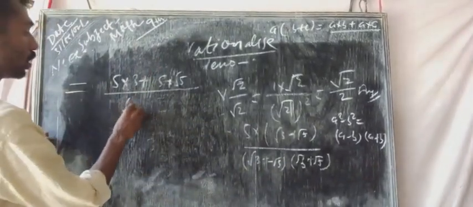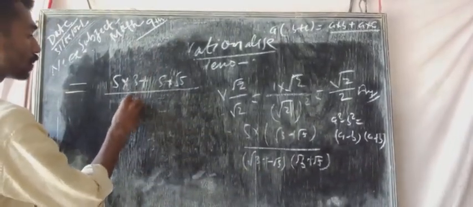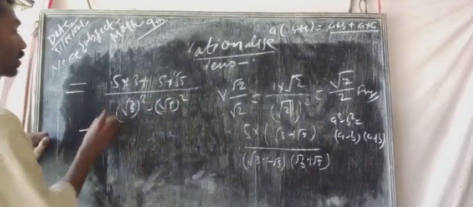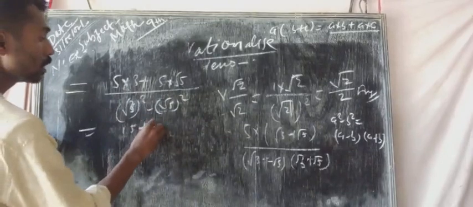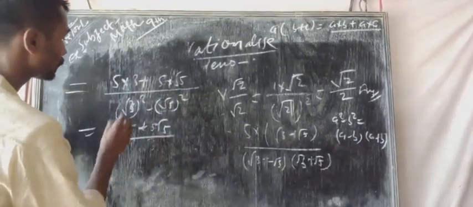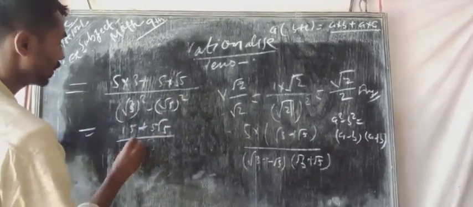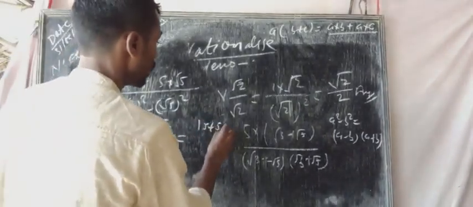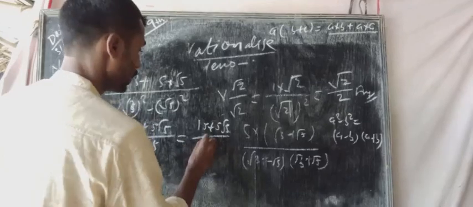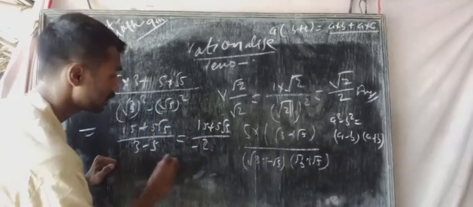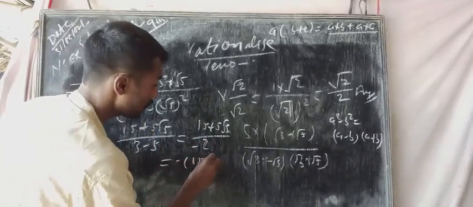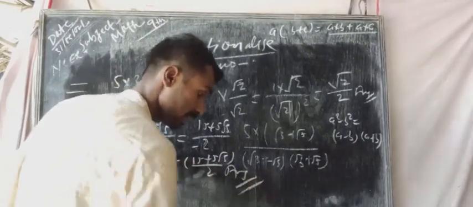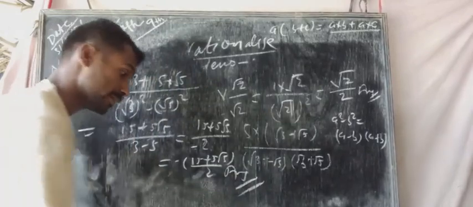That means root 3 whole square minus root 5 whole square. And now the value is 5 root 3 plus 5 root 5 by 3 minus 5. It will be equal to 5 root 3 plus 5 root 5 by minus 2. That means minus 5 root 3 plus 5 root 5 by 2 is the final answer.